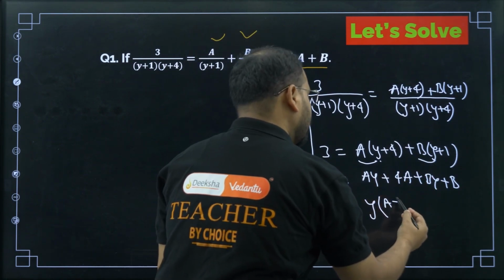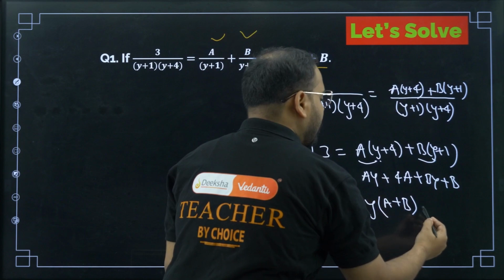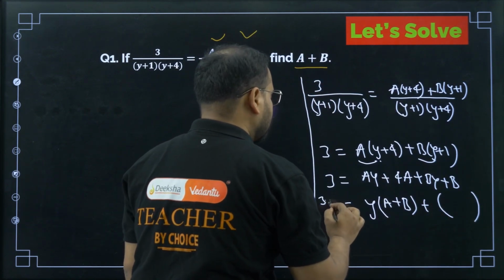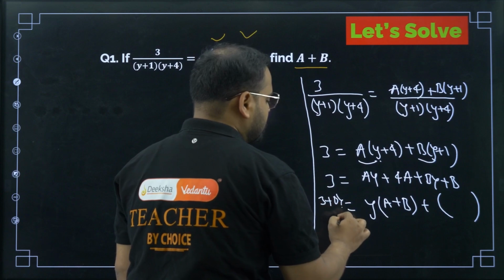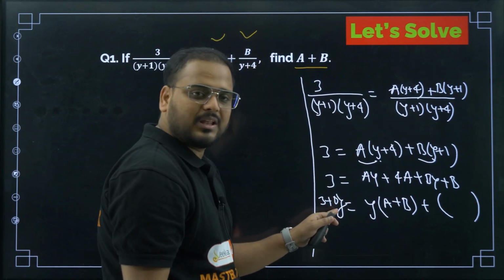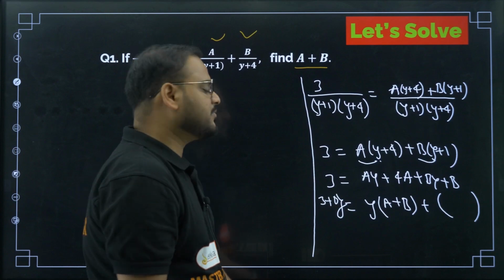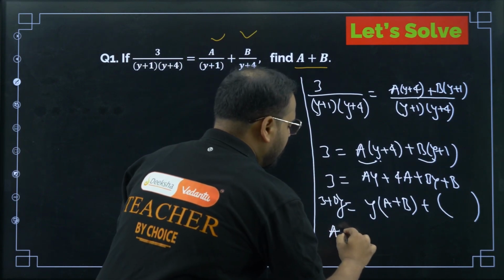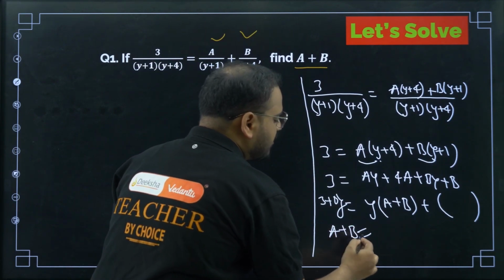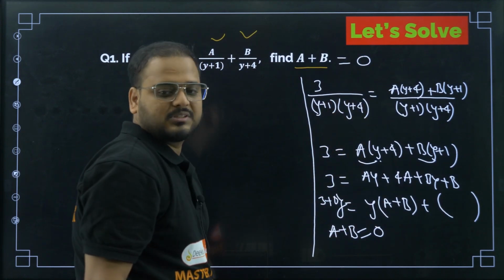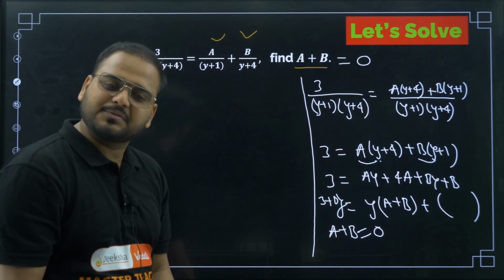Simply b, sir. So a plus b. Do I need to write everything? I don't have to. Please check. What is my coefficient of y over here? 3 is there. So I can write 3 plus 0y, because I don't have a y on the LHS side. I can write it as 3 plus 0y. It means a plus b is nothing but, comparing the coefficient, 0. What is my answer? 0. Simple enough. Very simple.